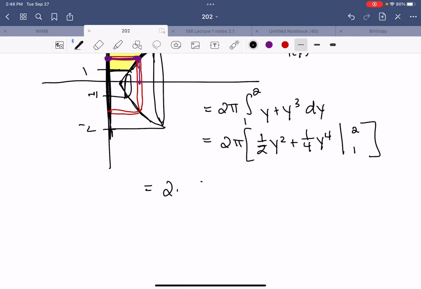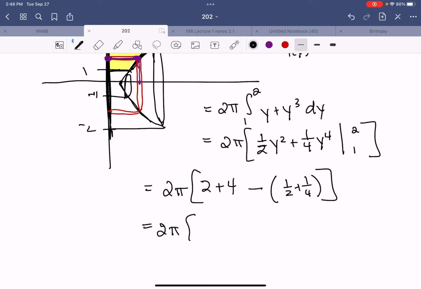Therefore, we've got 2 pi times, when I plug in 2, 2 squared is 4 over 2 is 2. 2 to the 4th would be 4 squared is 16 over 4 is 4. So 2 plus 4 when I plug in 2. Minus, when you plug in 1, you get 1/2 plus 1/4. So we have 2 pi times 6 minus 3/4.